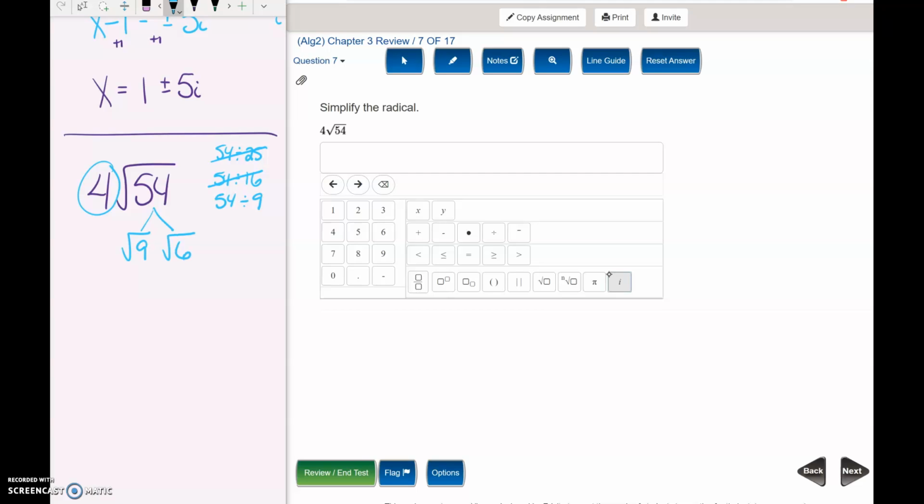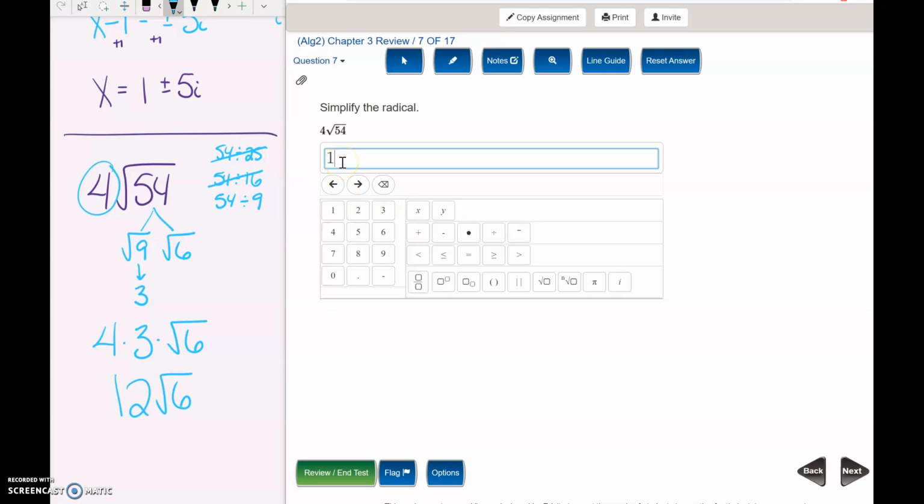So we can split it up into the square root of 9 times the square root of 6. The square root of 9 is 3. So we have 4 times 3 times the square root of 6. That's 12 times the square root of 6. So 12, and then the square root button is down here at the bottom, kind of over on the right. Square root of 6.